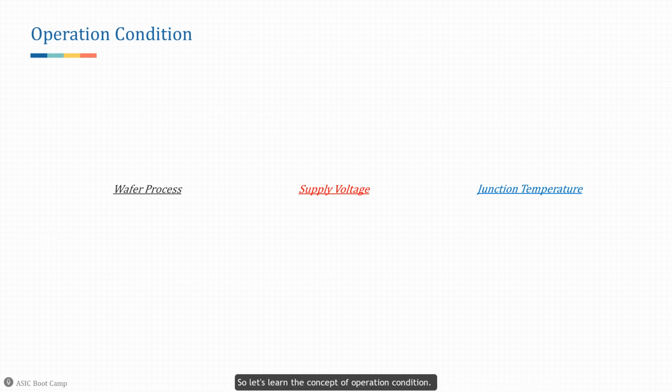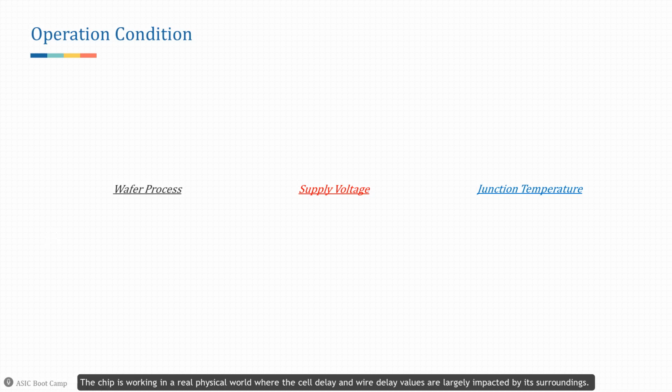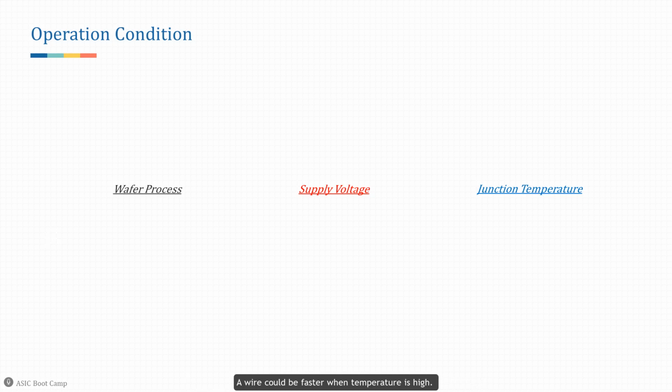So let's learn the concept of operation condition. For any STA analysis, it really doesn't make any sense without talking about under what operation condition the analysis is done. The chip is working in a real physical world where the cell delay and wire delay values are largely impacted by its surroundings. A cell can be much faster on certain wafers than on some other wafers. A wire could be faster when temperature is high. Not everything is created equal, so we have to take all these into consideration.